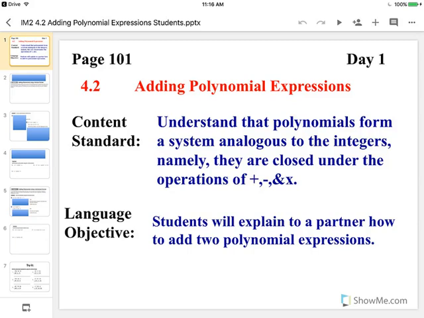Module 4.2, Day 1, Adding Polynomial Expressions. Content Standard: Understand that polynomials form a system analogous to the integers. Namely, they are closed under the operations of addition, subtraction, and multiplication. Language objective: Students will explain to a partner how to add two polynomial expressions.